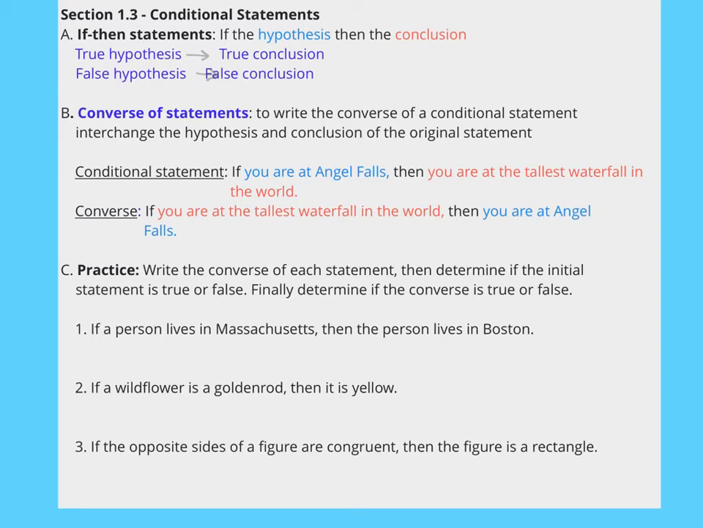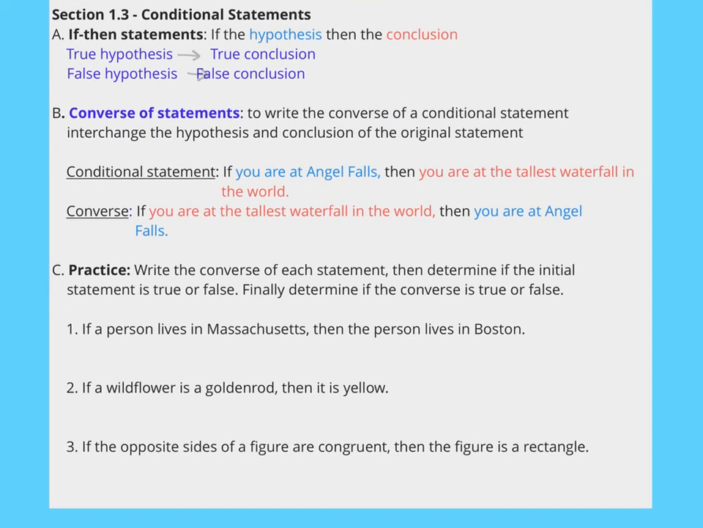The first statement is the converse of statements. To write the converse of a conditional statement, what we do is we interchange or change the order of the hypothesis and conclusion. So in the conditional statement we have here, if you are at Angel Falls, then you're at the tallest waterfall in the world. To write the converse of it, we're going to take our hypothesis and take our conclusion and interchange them. So the converse is, if you are at the tallest waterfall in the world, then you are at Angel Falls.